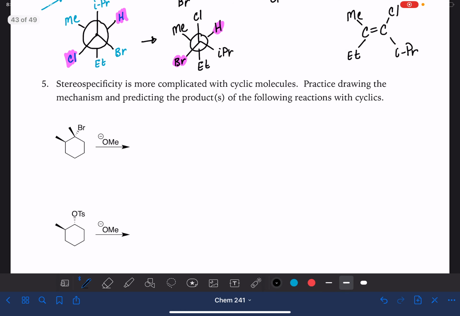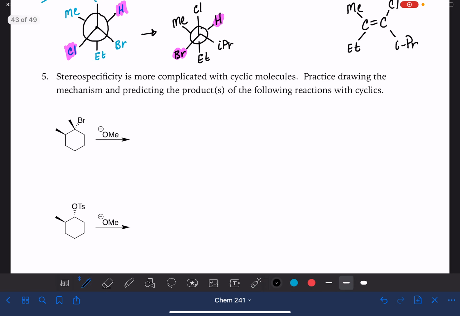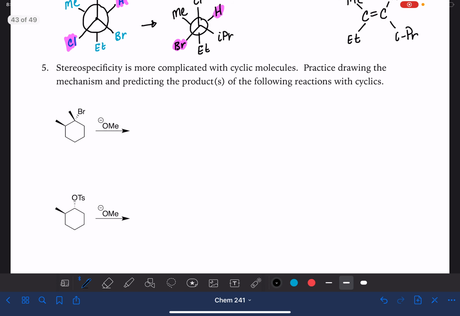So guess what that means? That means that in order for us to look at this reaction, we're going to need to draw chair conformations. So the first thing that I'm going to do is turn this molecule into a chair. Actually, the first thing that I'm going to do is find my carbon with the leaving group and all of the carbon atoms that are attached to it.